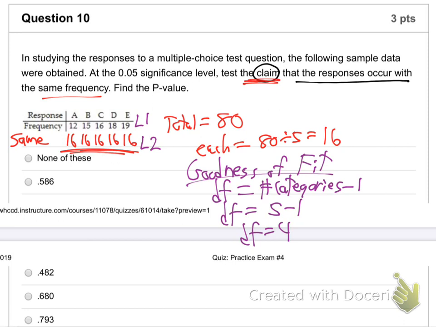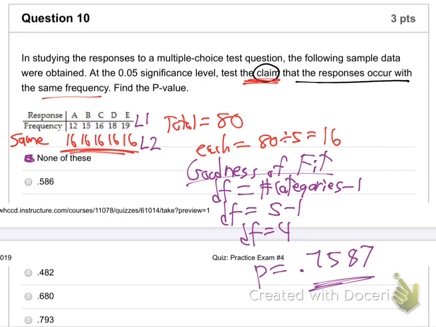A, B, C, D, E are the categories. So I'm getting a p-value of 0.7587, which is none of these. It's about time for another E. Were you just feeling it? I was feeling it.